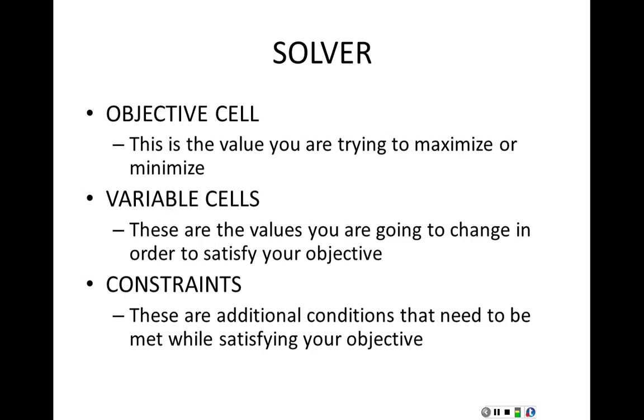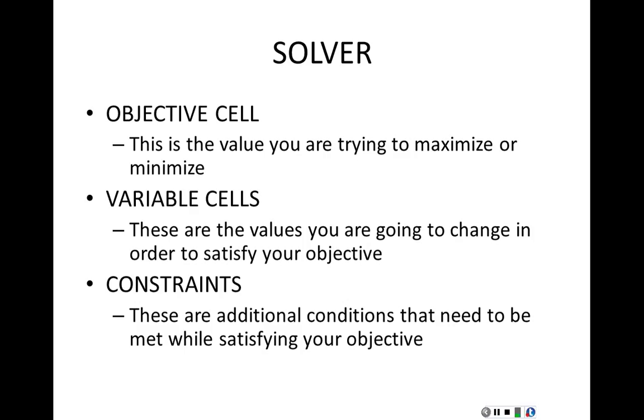The second thing is the variable cells. The variable cells are the values that you're going to change in order to come up with that one objective answer, that objective that you're trying to meet. What are you going to change in order to do that? And so in this case, we would be changing the order of the stops that we're visiting.